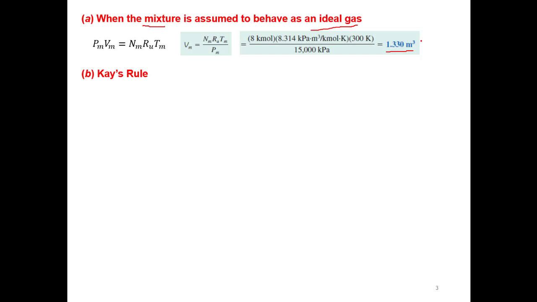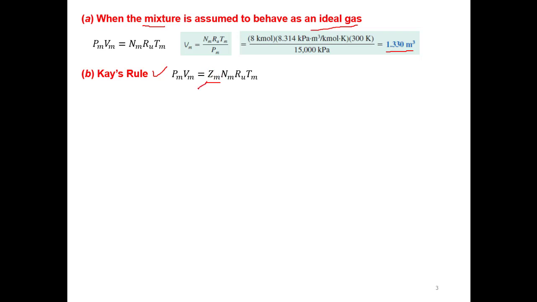Now part B says calculate the same volume of the tank, but now use Kay's rule. Kay's rule is used when we want to predict the volume, pressure, or temperature of a gas mixture showing real gas behavior. So in Kay's rule, we know that Pm Vm is equal to Zm Nm Ru Tm. Whenever we consider real gas behavior, we have to consider the compressibility factor. Since we are considering Pm, Vm for the mixture, Zm is the compressibility factor for the mixture.